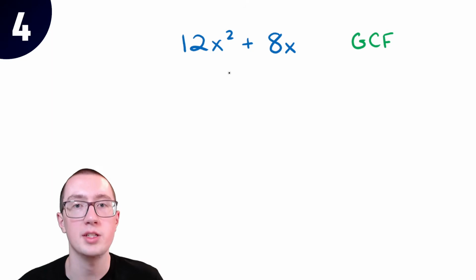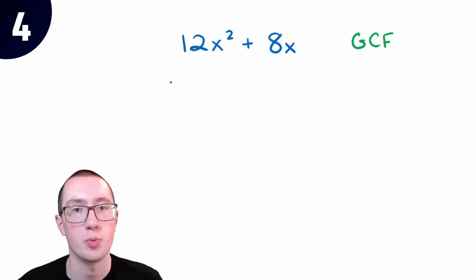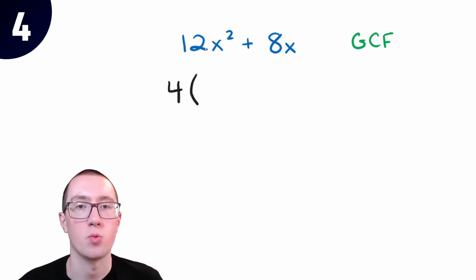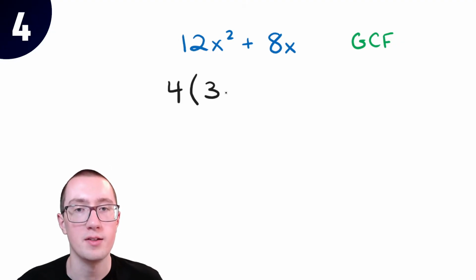So how we're going to do this is we are going to rewrite this, except we're going to put 4 on the outside. And on the inside, we're going to divide all of these by 4. So 12 divided by 4 is 3. And the letters are going to stay the same in all of this. Plus 8 divided by 4 is 2. And the x is going to stay.